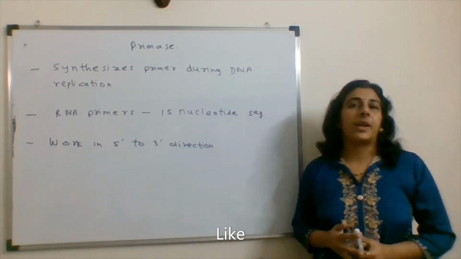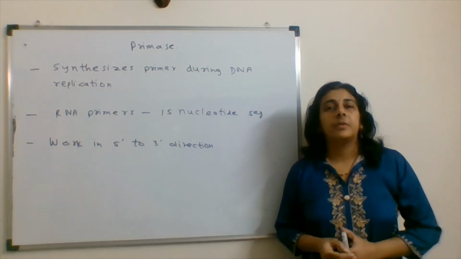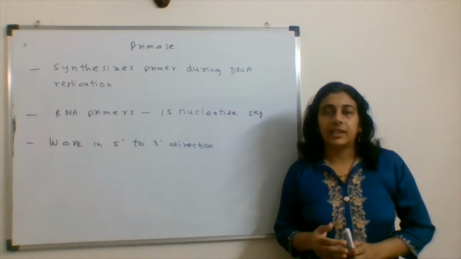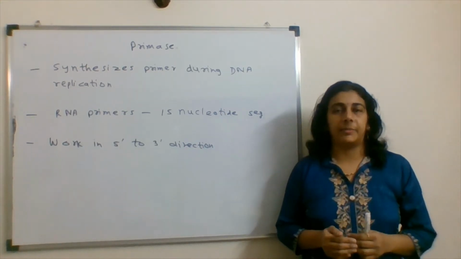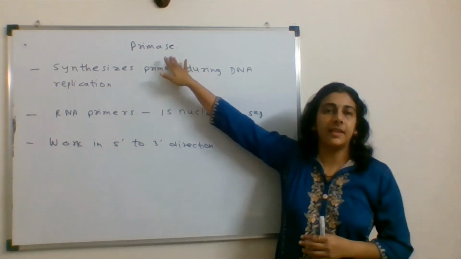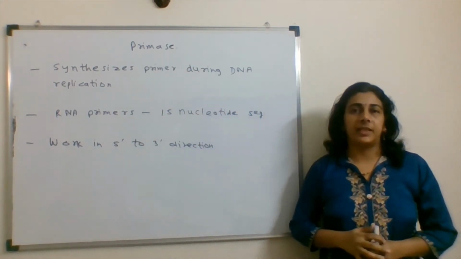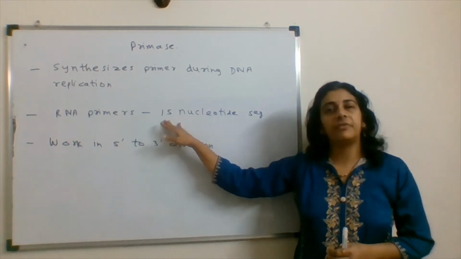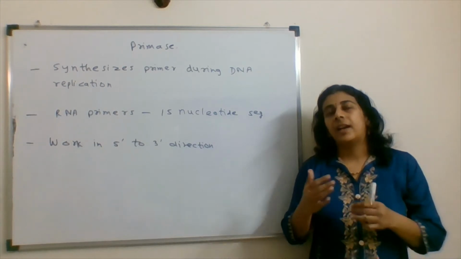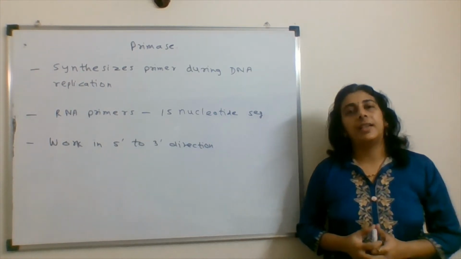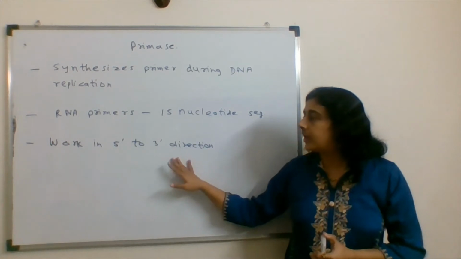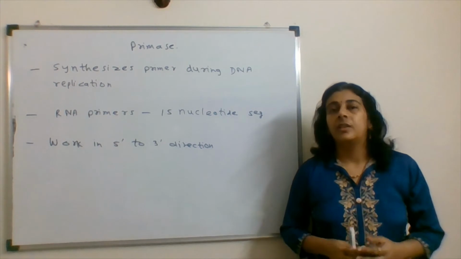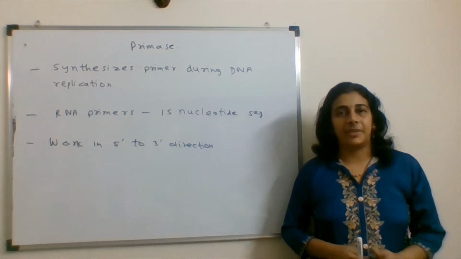The second one is primase. This is the enzyme which synthesizes the RNA primer. For the synthesis of DNA, there is a requirement of an RNA primer, which is fulfilled by this enzyme. The name is primase. This synthesizes an RNA primer of around 15 nucleotides that is attached to the leading strand. It works in a 5' to 3' direction. And this primer is very essential for the starting of DNA replication.